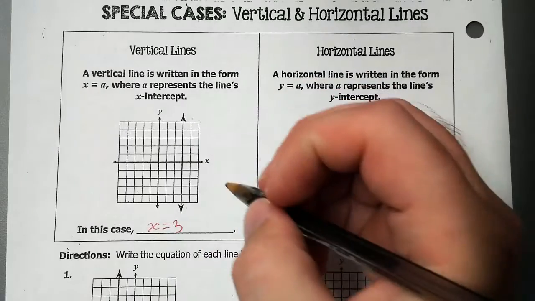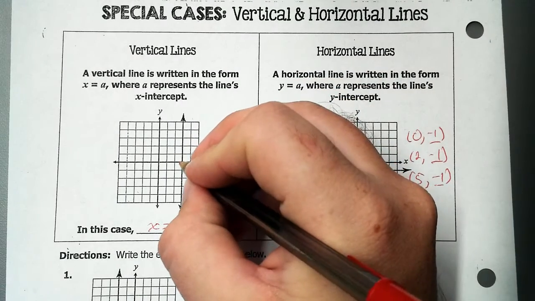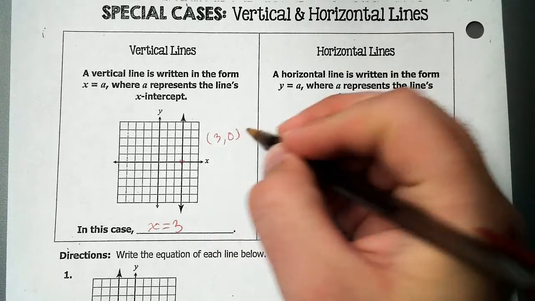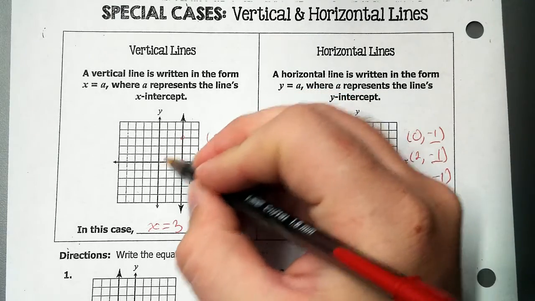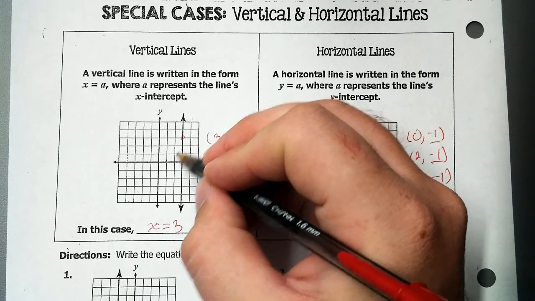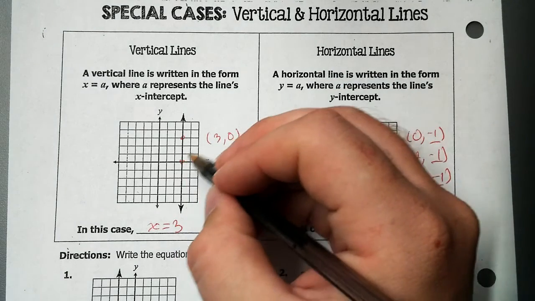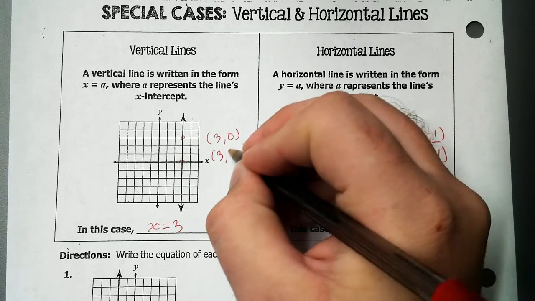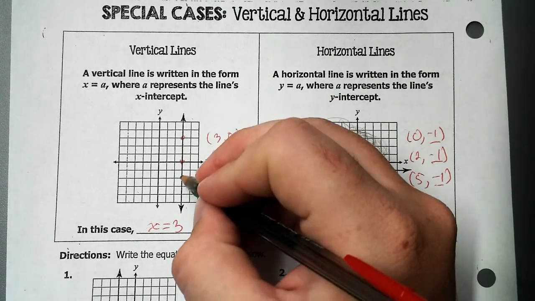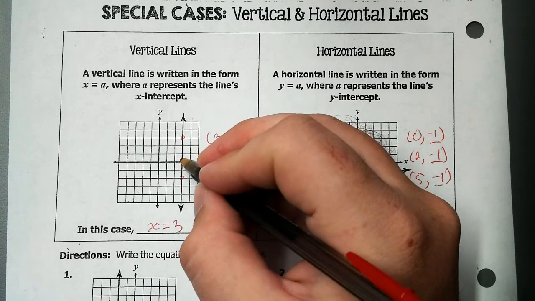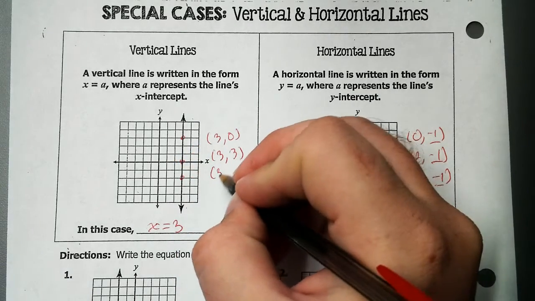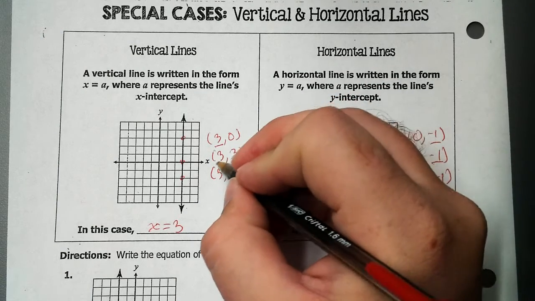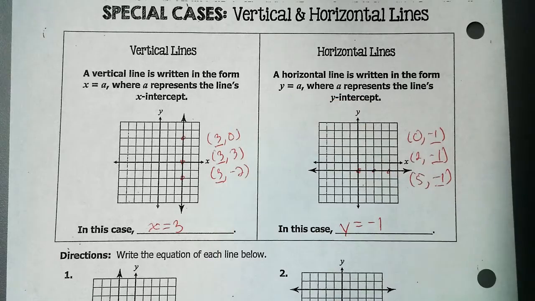On this one, let's do the same thing. Let's pick 3 points. Well, right here, let's start with our intercept. That's at (3, 0). Let's get a point up here. That's at 3, positive 1, 2, 3. So that's (3, 3). And then let's get a point down here. Let's go right there. So that's positive 3, down 1, 2. So (3, -2). And you can see, no matter where I put the point on that line, the x value is always going to be 3.